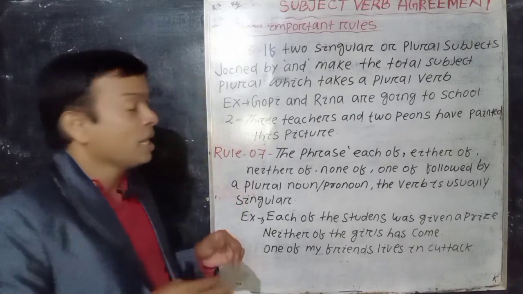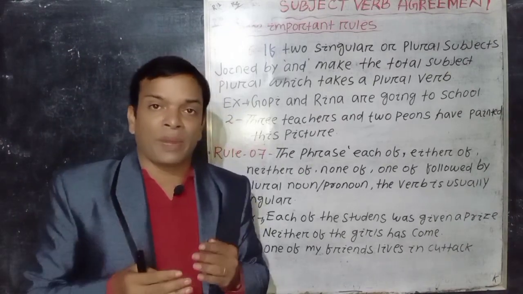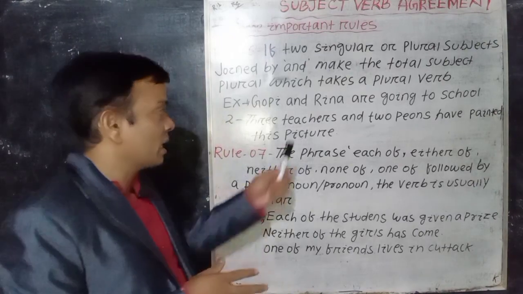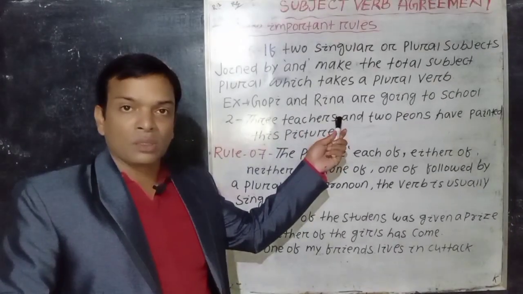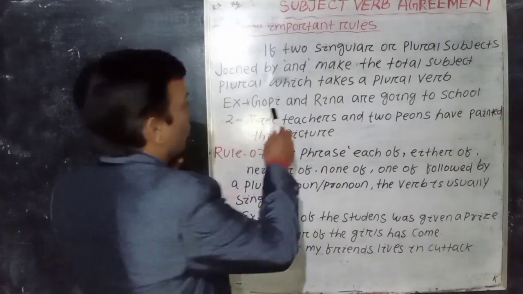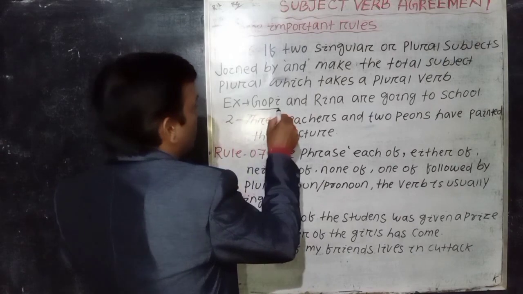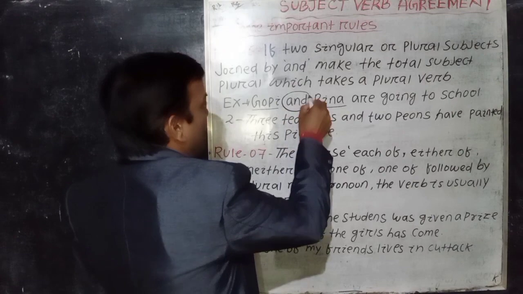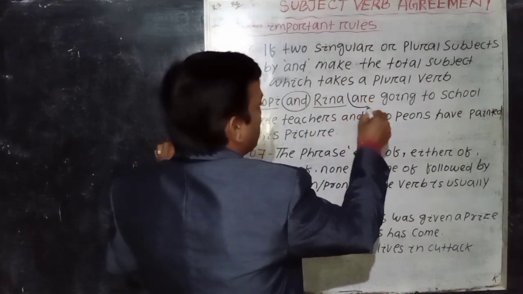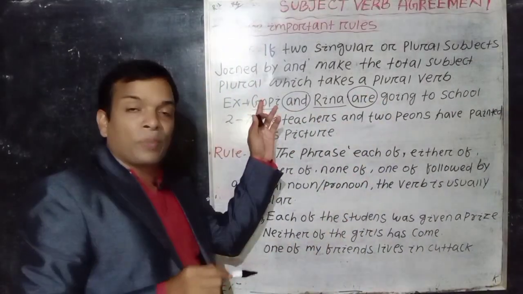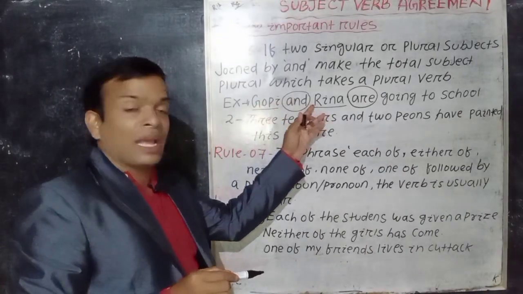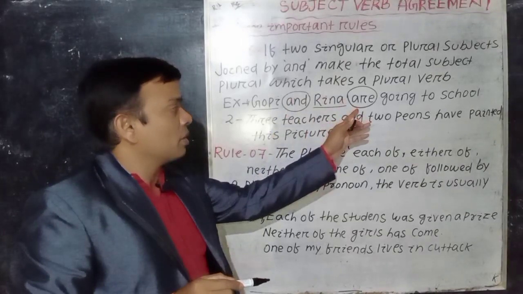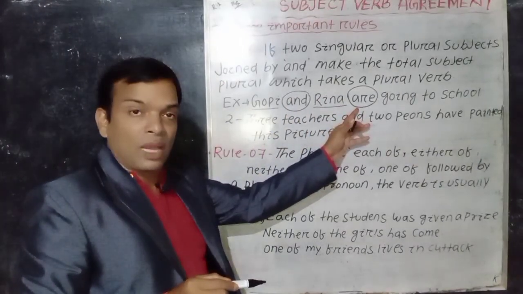But here, if two different nouns are joined by and, whether they are singular or plural, we use the plural verb. Okay, see, Gopi and Rina. See, Gopi is singular, then Rina is singular, they have been joined with and, and see the verb is plural, are. Gopi is one noun and Rina is another noun. Two singular nouns joined by and, the verb is plural, that is are. Clear?